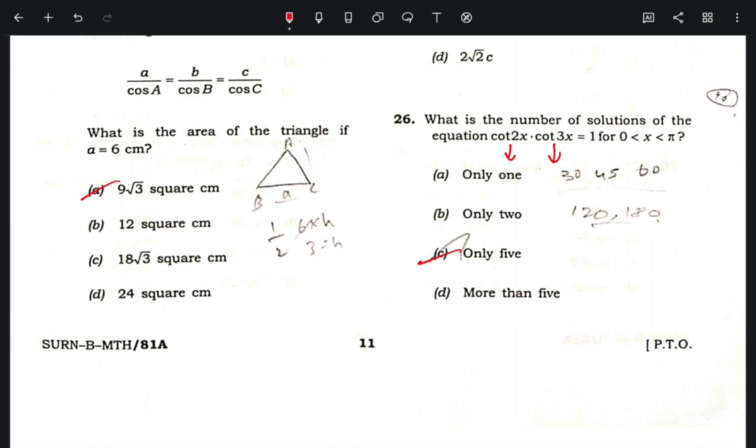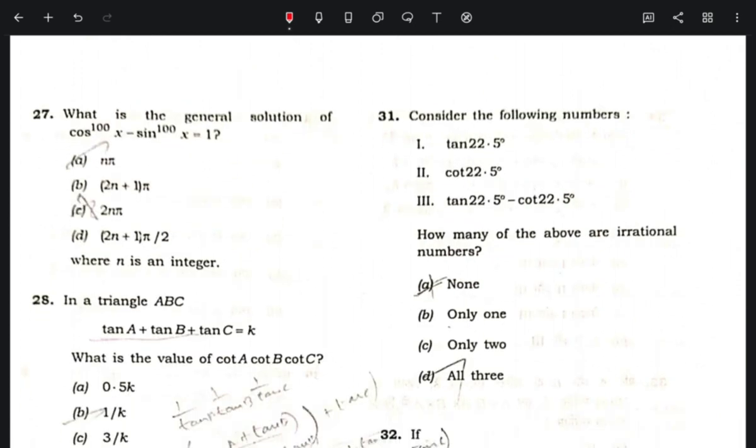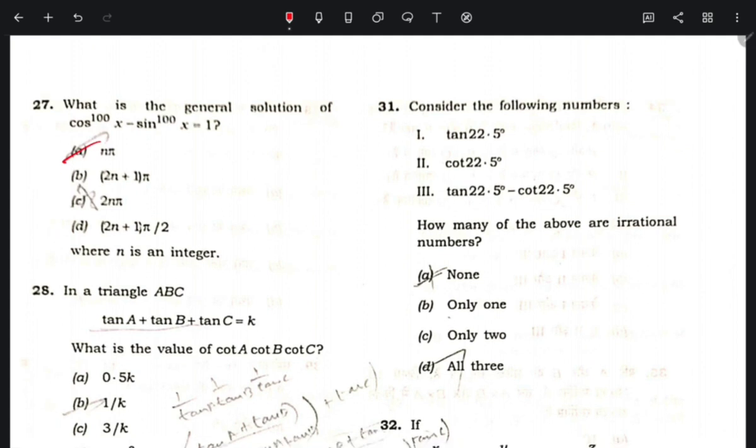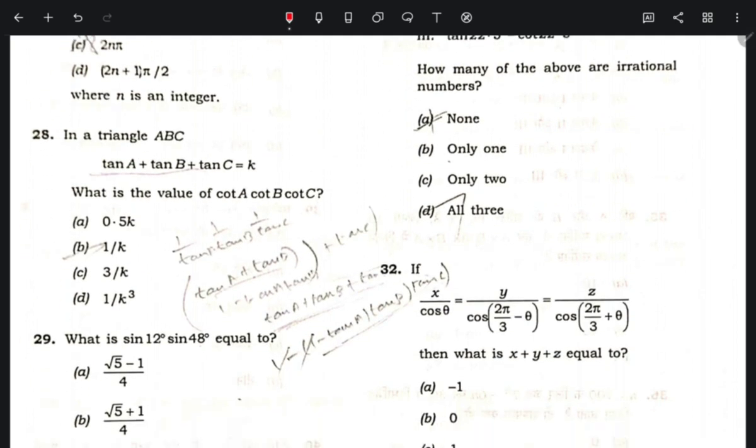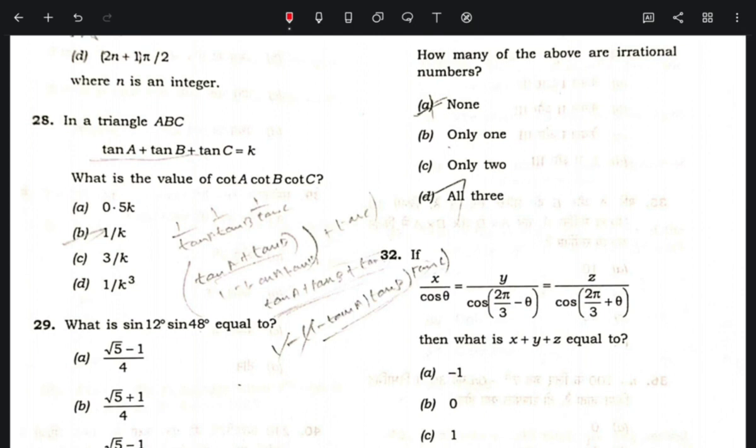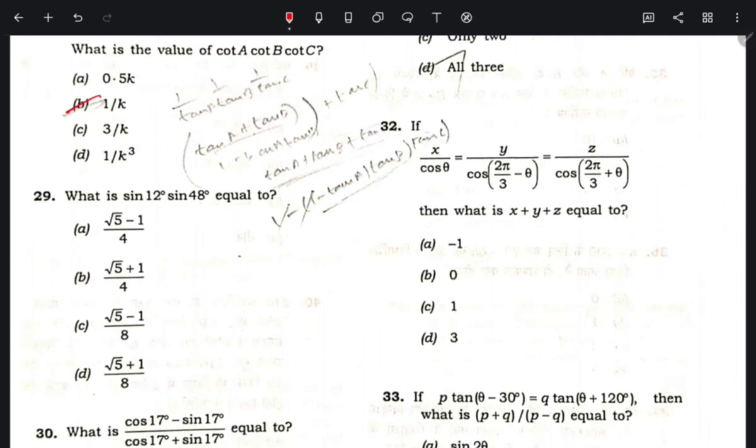So the degree will be equal to the number of roots. Here the number of solutions will be only 5. 26. So 27 you have A, n pi. Again, formula, convert this, get the answer. 28 will be B. So just take the inverse, take LCM, solve it, get the answer.